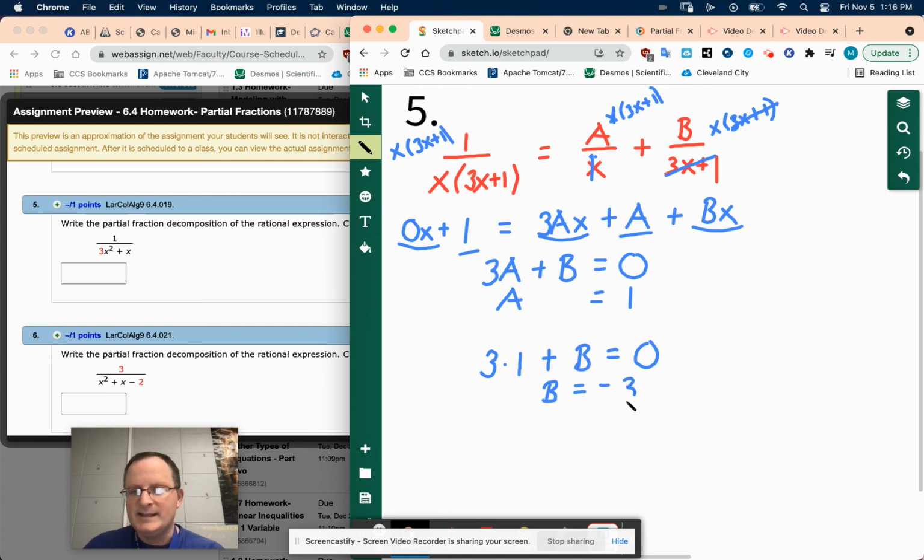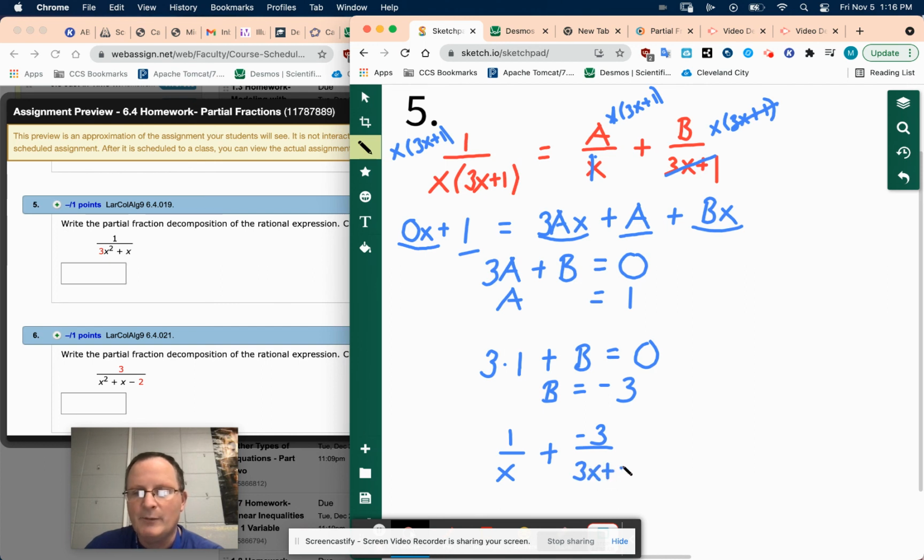All right, you know what that means? Here's the fraction decomposition. A is 1. So here's my answer. It's going to be 1 over x, okay, plus, and then b is -3. So you could put -3 there if you want to, but this will be fine. So -3, and that's over 3x plus 1.